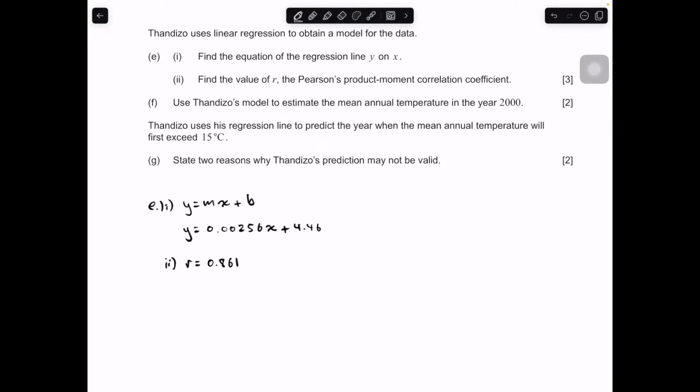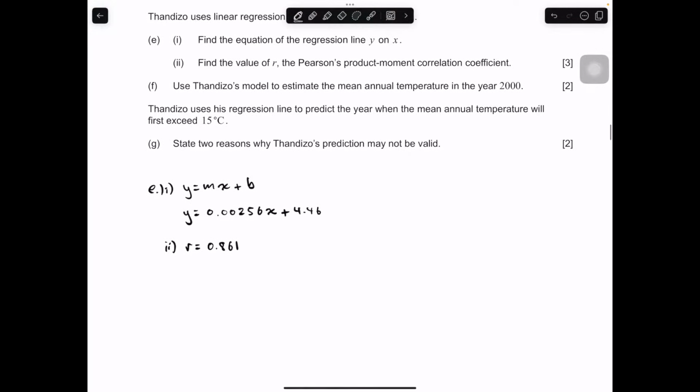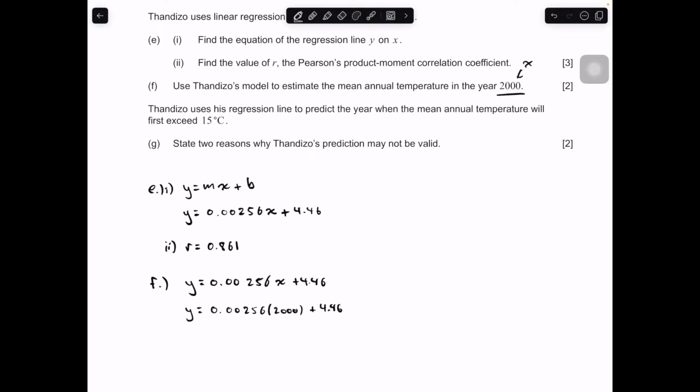Use Thandiso's model to estimate the mean annual temperature in the year 2000. So here we have f. So what does this model predict in the year 2000? So here's our equation of a line once again. 0.00256x plus 4.46. And now we have some input x. Let's substitute into this equation 0.00256, and then we'll put 2000 in here. We'll substitute in for x, and then we'll ask ourselves, what is the output, the temperature at that year?